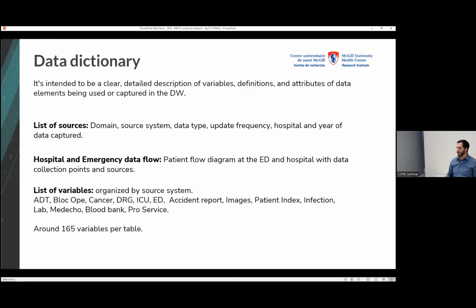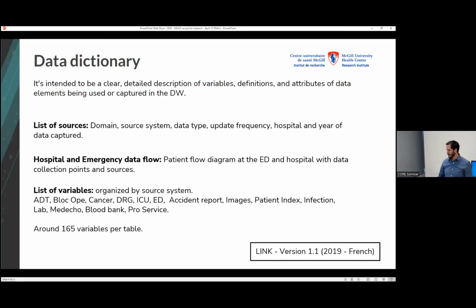We have a list of variables organized by source system, with 18 source systems available. And we have around 165 variables per table. So it's very hard to read and understand. Also it's a 2019 version, and it's in French. That's the only thing available right now to understand the data inside the data warehouse.